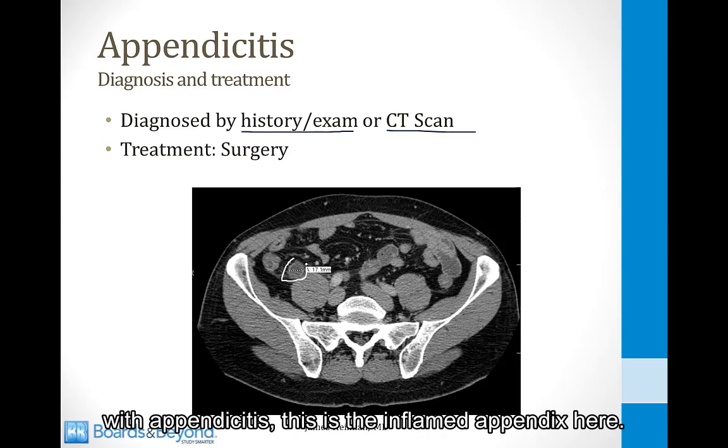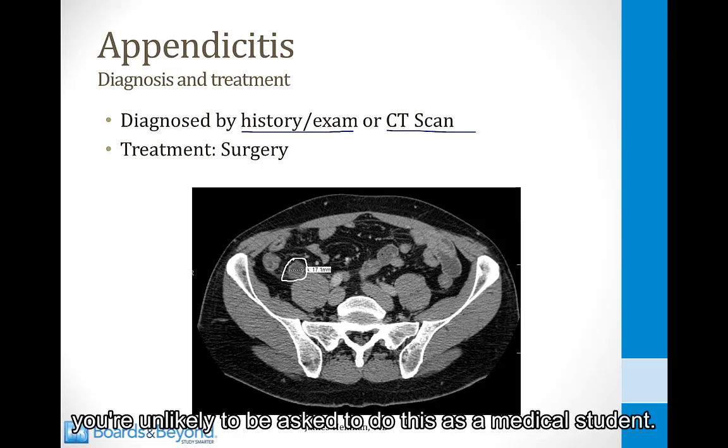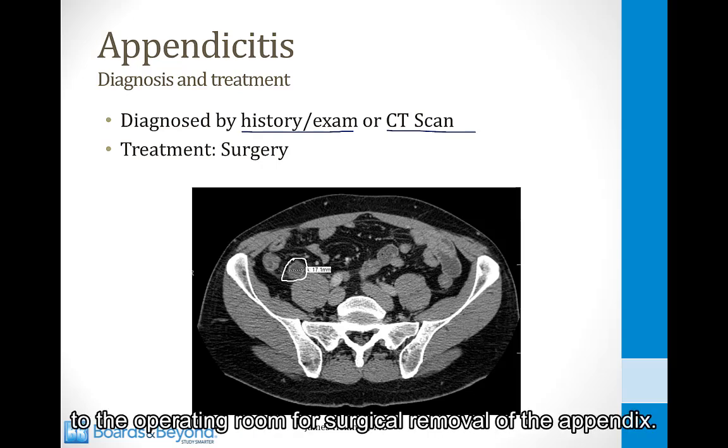This is the inflamed appendix here. It's difficult to tell the appendix from other structures in the abdomen. You're unlikely to be asked to do this as a medical student. However, I just want you to know that you can see the inflamed appendix on CAT scan in many cases. And the definitive treatment is to go to the operating room for surgical removal of the appendix.